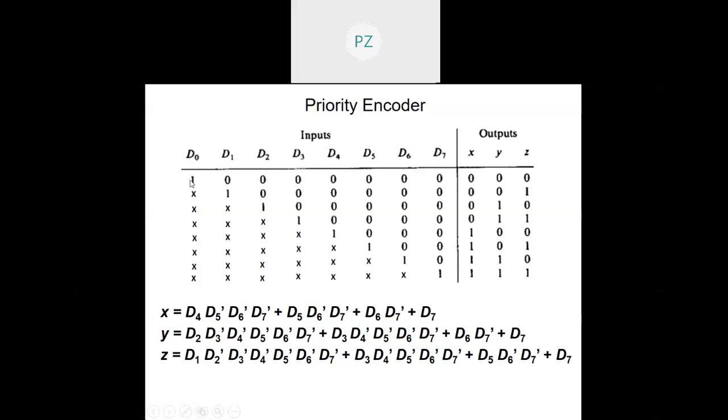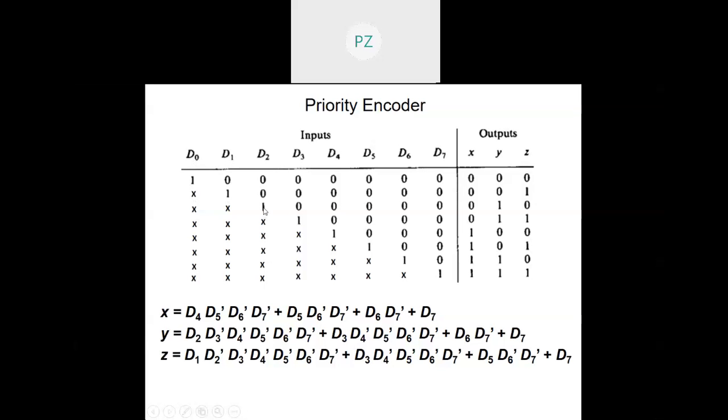When D0 is 1, you are getting 0, 0, 0 at the output. All right, fine. When D1 is high, D2, D3, D4, D5, D6, D7, all of them may be high, but D0 is don't care. Which means if D0 and D1 both are high simultaneously, the encoding will be corresponding to D1 and not corresponding to D0. That is why we are keeping D0 as don't care.